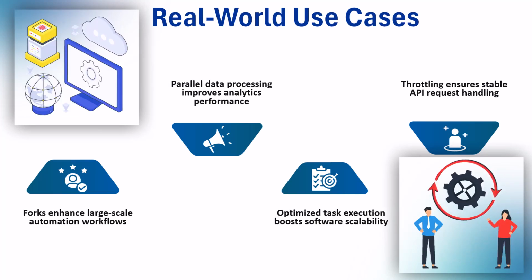The real world is where theory meets action. Parallel processing, perfect for crunching massive datasets. Throttling, a lifesaver for stable API handling. Forks, your best friend in automation. And getting all this right, it's like setting up a high-speed train. Efficient, smooth, and built for scale.